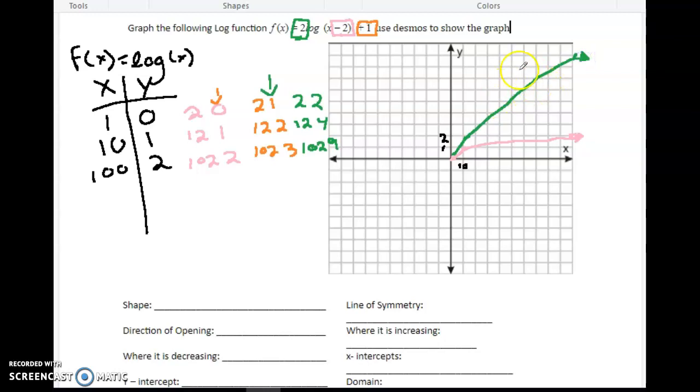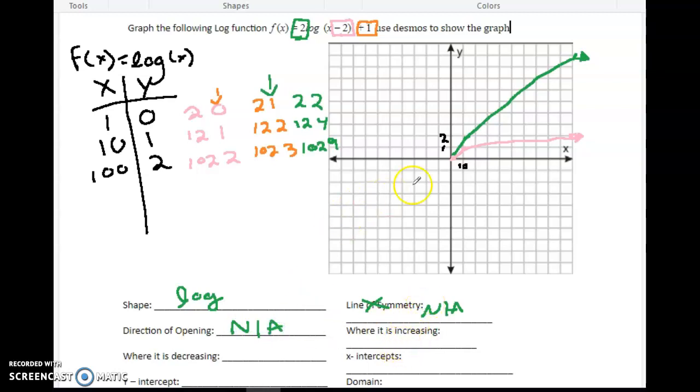Alright, now we're going to use just this graph right here. We're going to do all of these things down here. So the shape of my graph, well, this is a log function, therefore this is a log. Is there a line of symmetry? Is there a point I could flip over this and it be exactly the same? Absolutely not. That does not apply. Directions of opening. Well, it doesn't open anywhere. It's not a parabola. That would be weird.